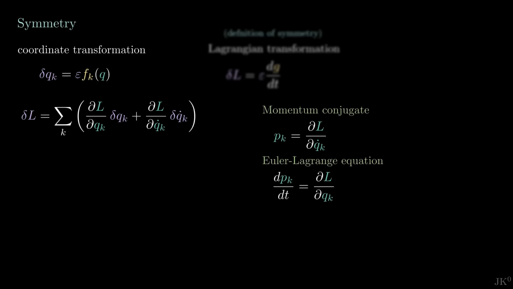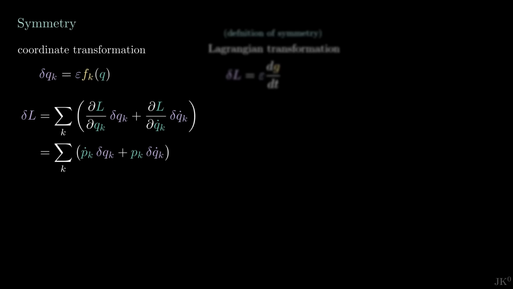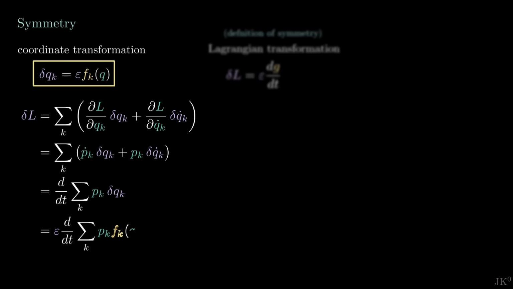If we assume that the system evolves according to the principle of stationary action, we can make use of the Euler-Lagrange equations to replace the two partial derivatives of the Lagrangian to obtain an expression only in terms of derivatives of the coordinates and the conjugate momenta. Using the rule of the derivative of a product, we can reduce these two terms into a single one. Finally, replacing the general form of the coordinate transformation, we get this expression representing the change of the Lagrangian.